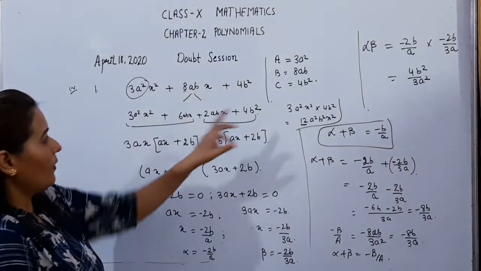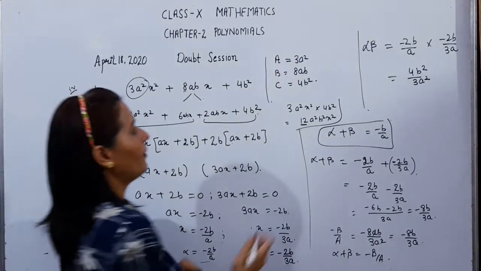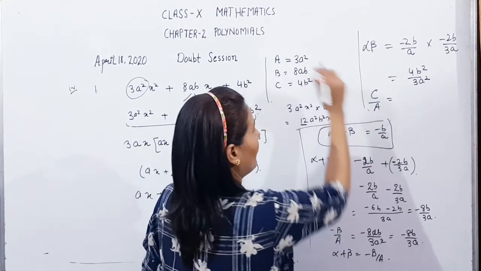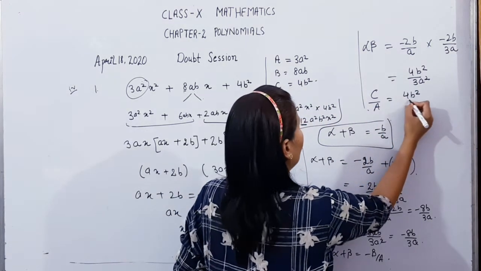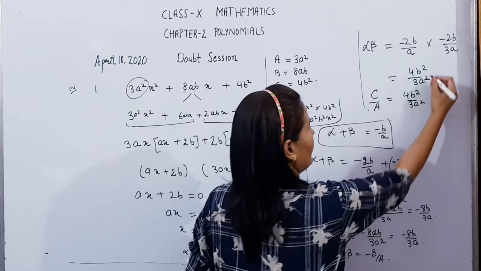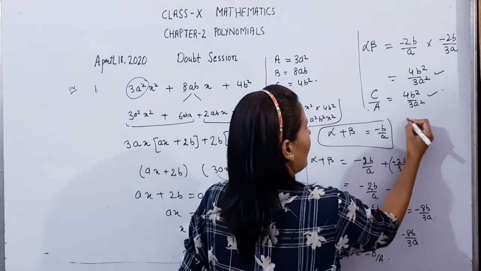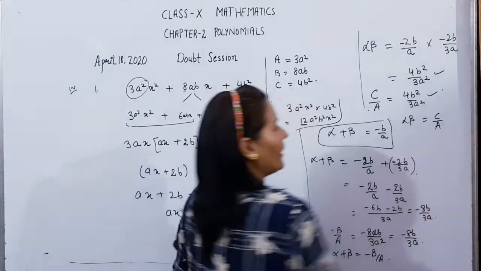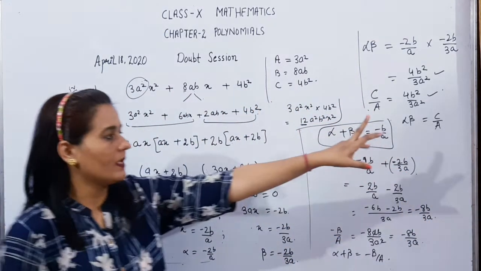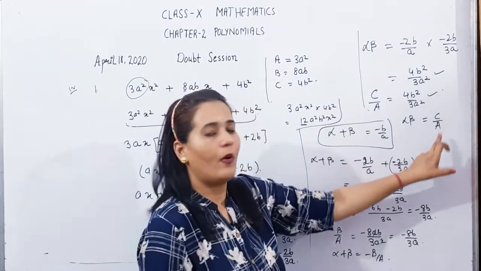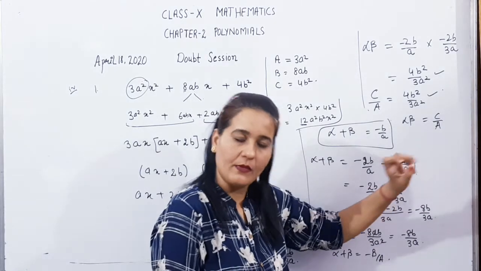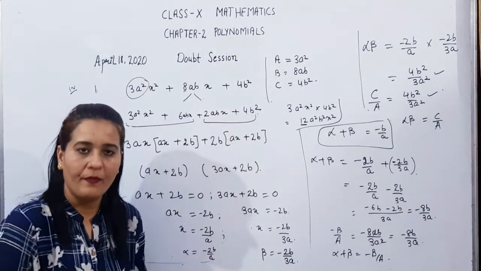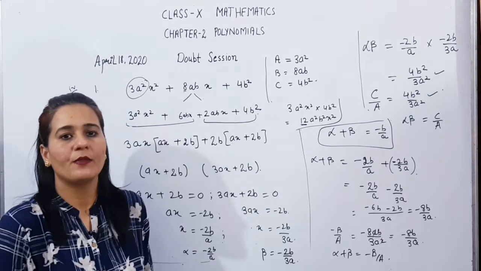Right? So what is C upon A from here? C upon A is the same: capital C upon capital A is 4b square upon 3a square. Here this and this both are the same. Hence we can write alpha into beta equals C upon A. Product of zeros equals the constant upon the coefficient of x square. So this was your first doubt, verifying the relationship. Let's see the next one.